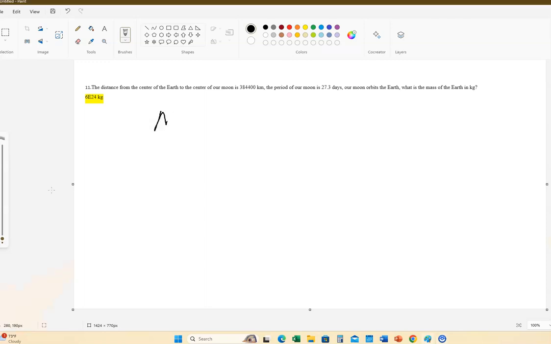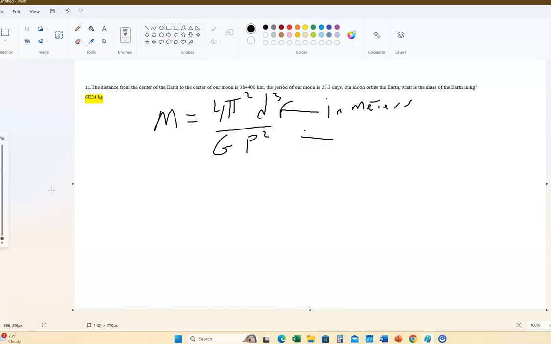So the way that you do that, of course, is the modified version of Kepler's third law. So it's 4 times pi squared times the distance between the two objects to the third power divided by big G times the period squared. All right, so the only trick is, I mean, it's not really a trick, but D has to be in meters, and the period has to be in seconds.